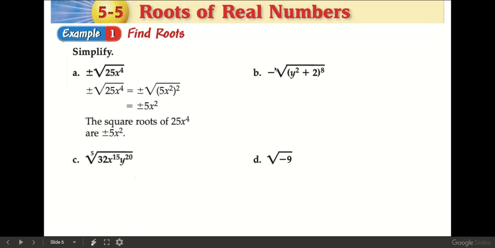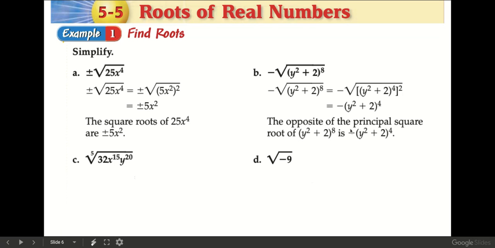Here I have negative square root of (y squared plus 2) to the 8th power. Again, when I examine this problem, I can actually look at it as (y squared plus 2) to the 4th power, squared, right? Here I can see those opposite operations. So when I simplify it, it really is just negative (y squared plus 2) to the 4th power. The opposite of the principal square root of (y squared plus 2) to the 8th power is negative (y squared plus 2) to the 4th power.